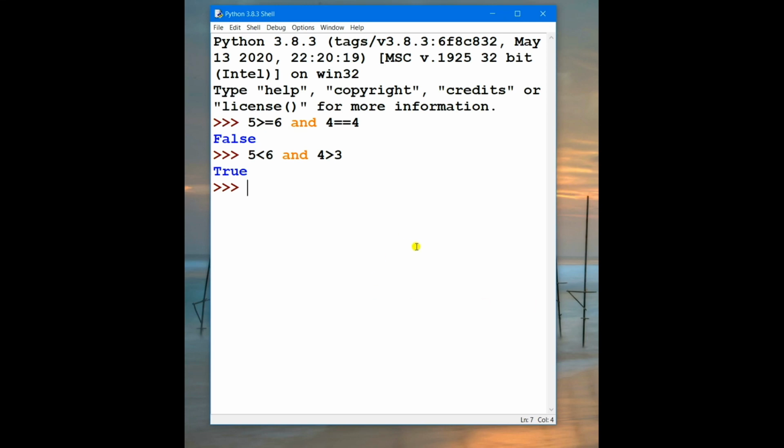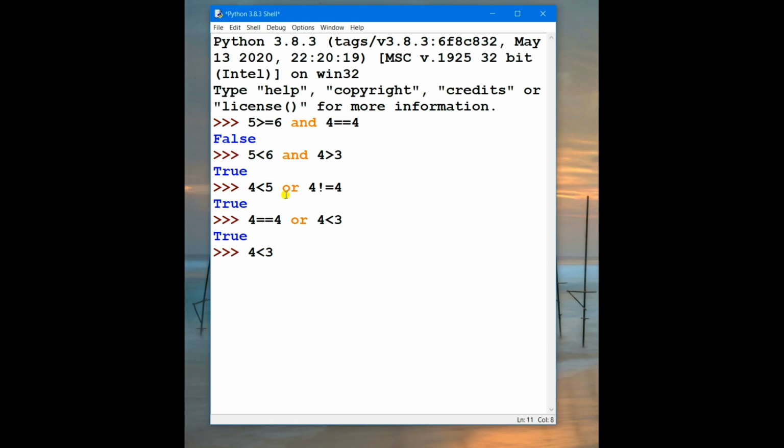Okay, next is the or operator. With or, we check that at least one condition is true out of all the conditions. So if we do 4 less than 5, which is true, or 4 not equal to 4, and 4 is obviously equal to 4, so the second condition is false but the first condition is true, so we get the result true. Okay, if 4 equals 4, which is obviously correct, and 4 less than 3, which is not true, again we will get true because the first condition is true. So we will get false only when both of the conditions are false.